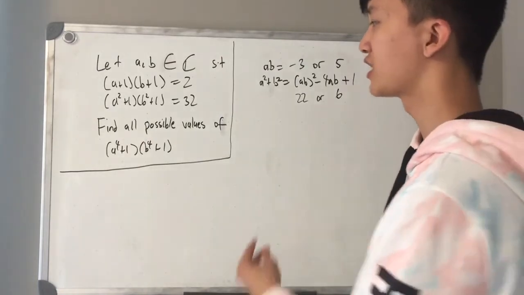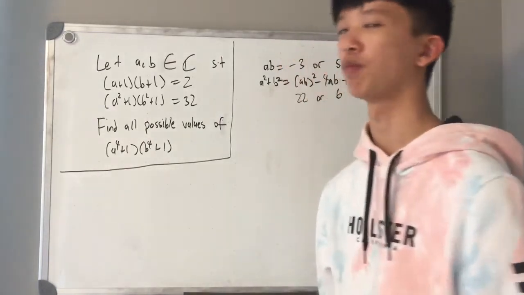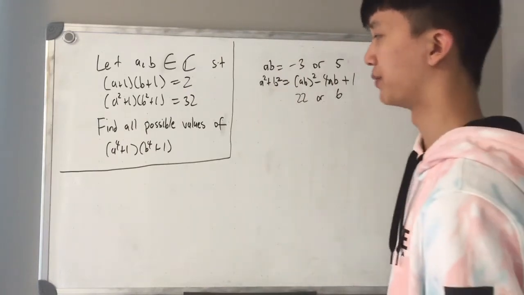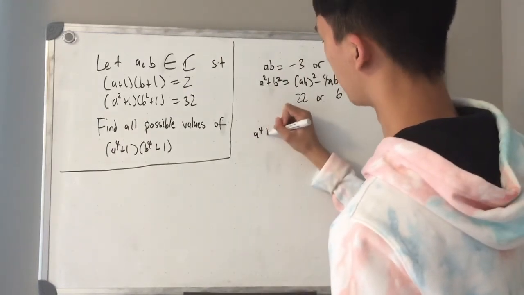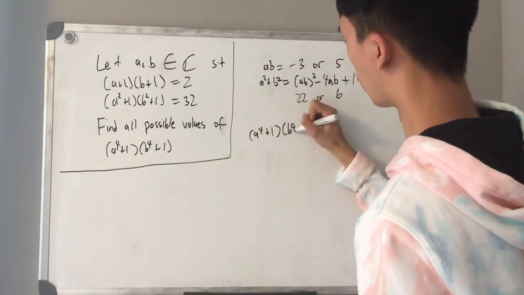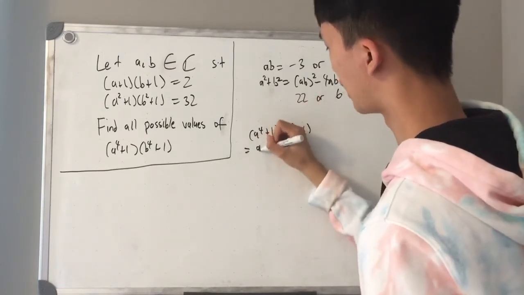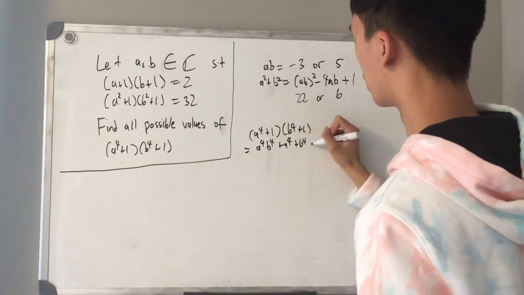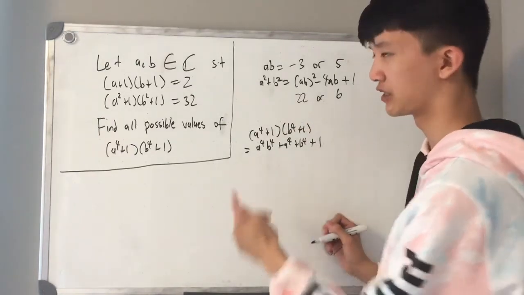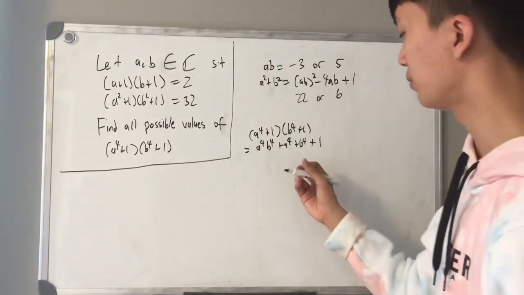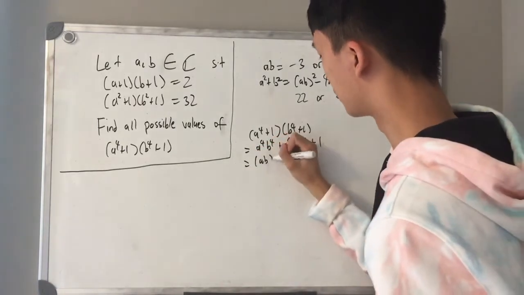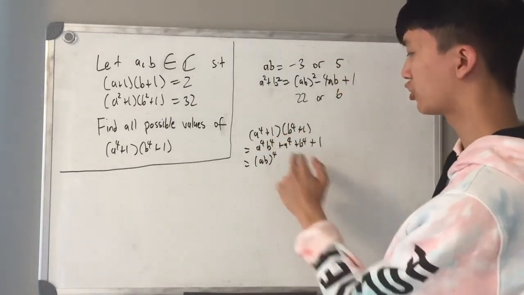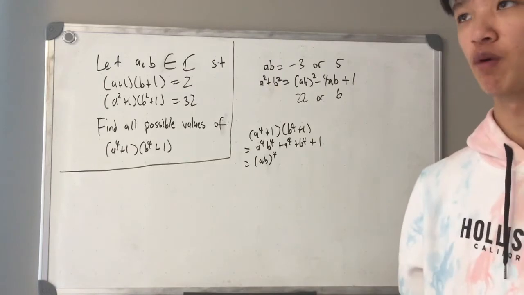So now finally, let's find all possible values of (a to the 4 plus 1)(b to the 4 plus 1). So (a to the 4 plus 1)(b to the 4 plus 1) is equal to a to the 4 times b to the 4 plus a to the 4 plus b to the 4 plus 1. So this is obviously equal to (ab) to the power of 4. So we have (ab) to the power of 4. But then let's try to turn this in terms of a squared plus b squared and ab.